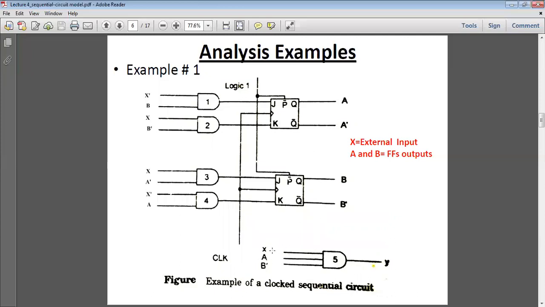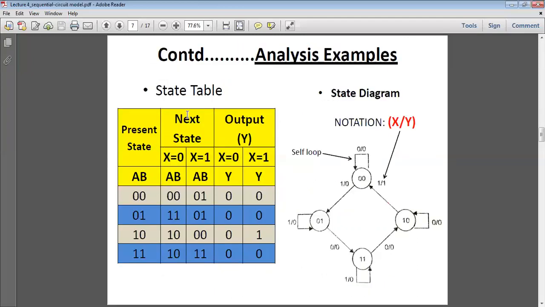Actually, the X is taken from the external input, and A and B bar are considered from the two flip-flops. Similarly, here the inputs are B bar and A bar, actually given from the flip-flop outputs. So this is a typical simple example. So we have to analyze the circuit. From this circuit, we can easily design the state table as well as the state diagram.